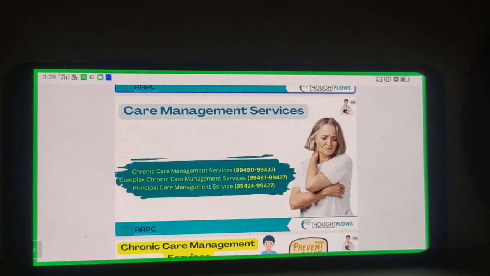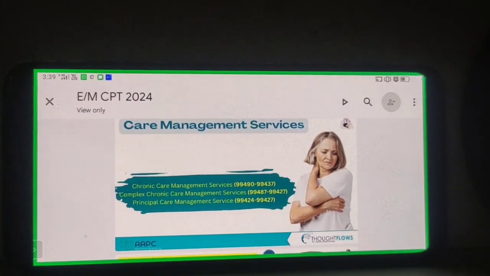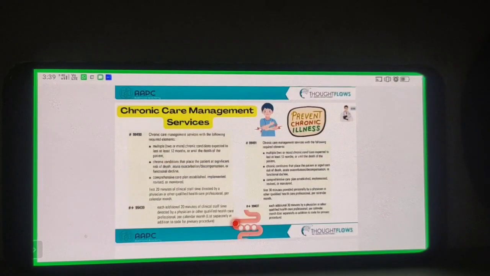Now care management service. This is very, very important. Chronic care management service, complex chronic care management service, principal care management service. These are the classifications of chronic care. Management is nothing but taking care of the patient to recover from the condition, or to prevent the condition from progressing. For example, chronic care management service.